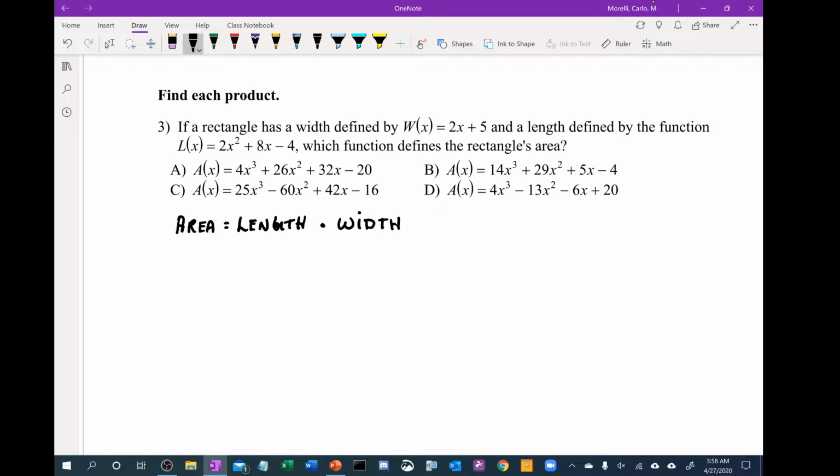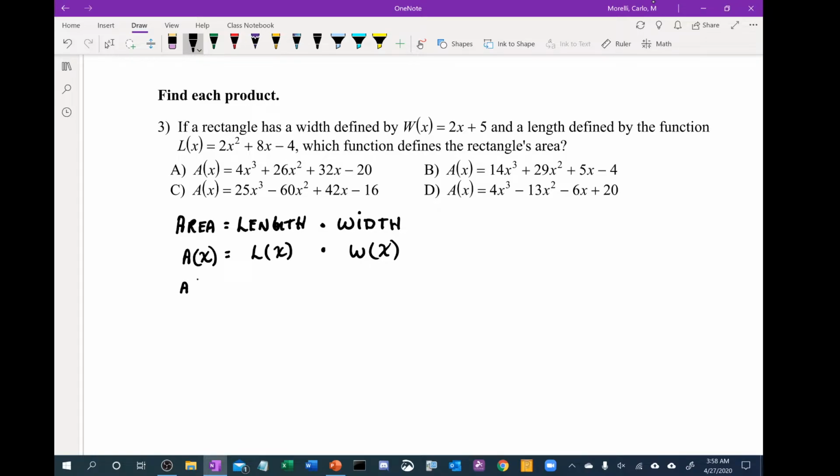Okay, so in this problem, rather than giving you area, length, and width, it gives you these functions. Okay, they're conveniently labeled. It says if a rectangle has a width defined by w of x equals 2x plus 5, and the length defined by the function L of x equals 2x squared plus 8x minus 4, which function defines the rectangle's area. So basically, what it says is A of x, which just represents the area, is equal to L of x, which represents the length, times w of x, which represents the width. Okay, so we don't know the area. That's what we're trying to find.